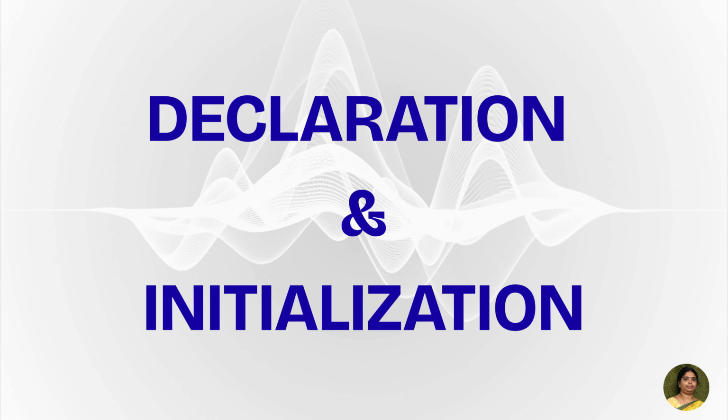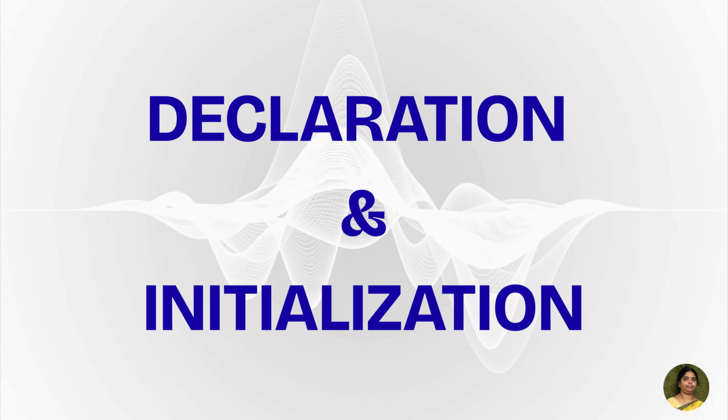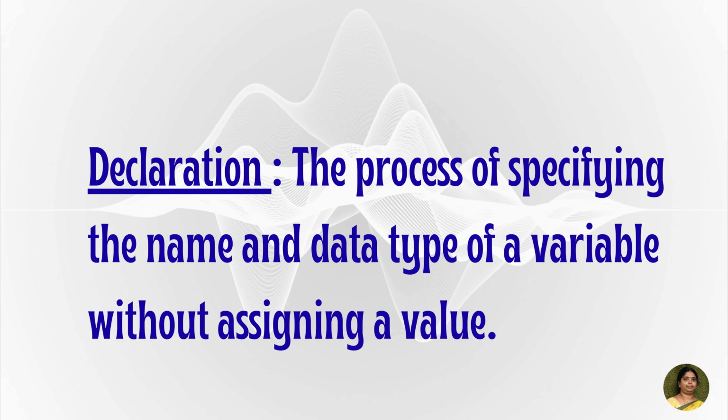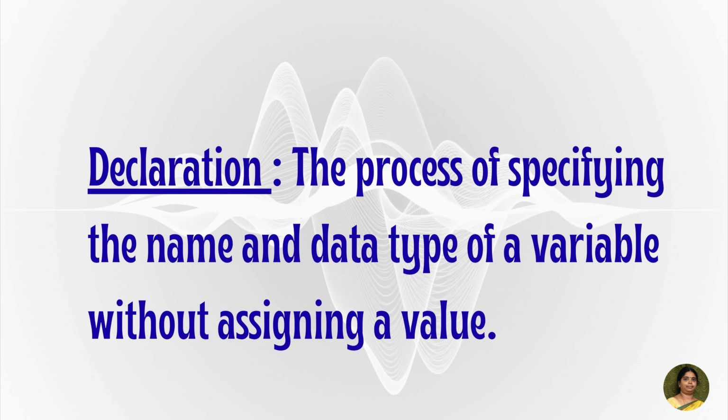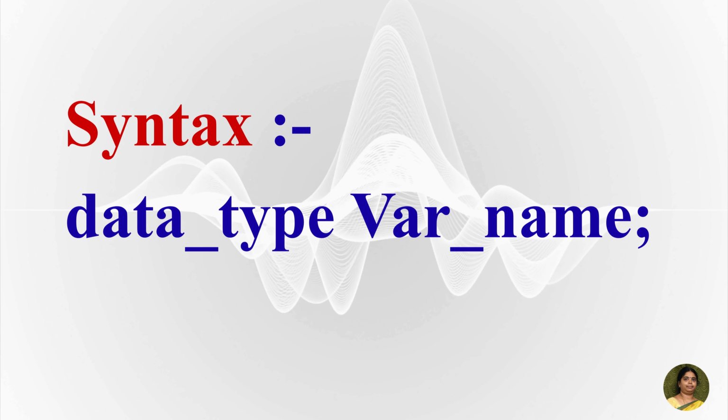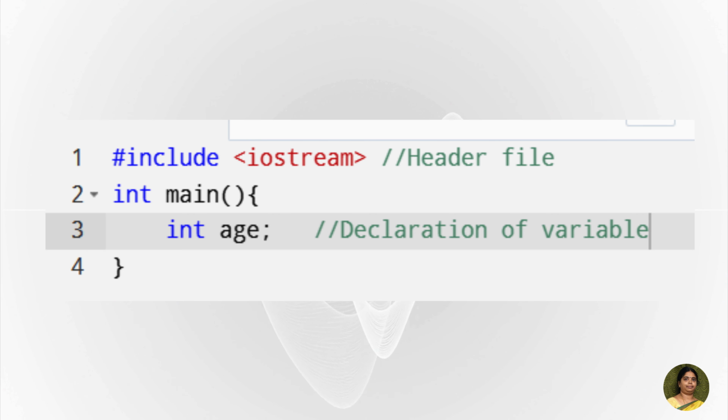We will study declaration and initialization. Declaration is the process of creating a variable by specifying its data type and name. Syntax will be as follows: data type and then the variable name. We write the variable name as age and the data type will be int. So by this we get some idea that a whole number is going to be stored in age. The variable is created but no value is stored yet, as it is just the declaration.